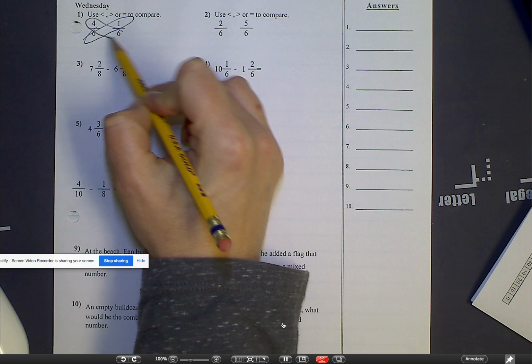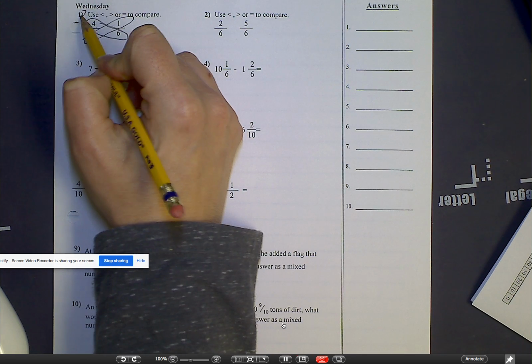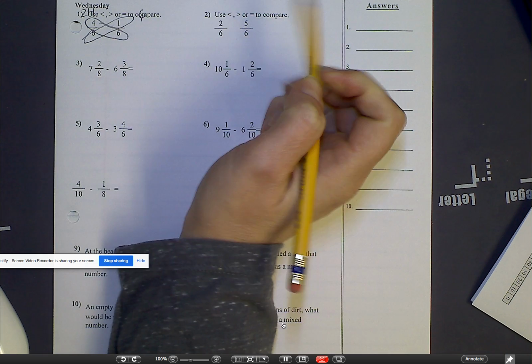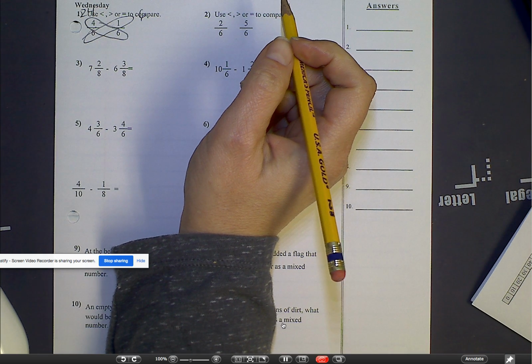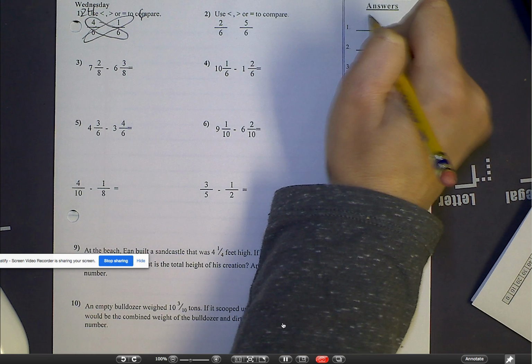So number 1, we're just going to compare the fractions. So that's when we do the butterfly. And that's going to be 24. That's going to be 6. You always point to the smallest number. So that's to the right in this case.